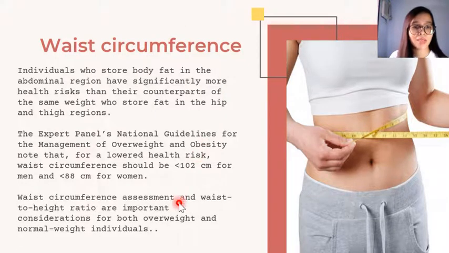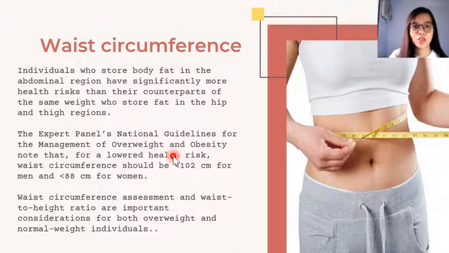Waist circumference assessment and waist to height ratio are important considerations for both overweight and normal weight individuals. Your waist circumference could indicate risk for chronic diseases like hypertension, type 2 diabetes, cardiovascular diseases, cancer, and of course your overall mortality, even if your weight is normal. So even if you are thin, or your weight is just normal, but your waist circumference is big or above your normal level, then that would put you at a certain health risk.